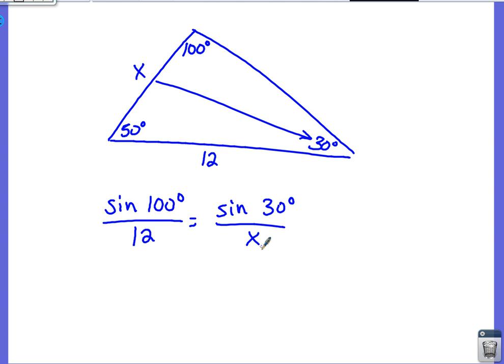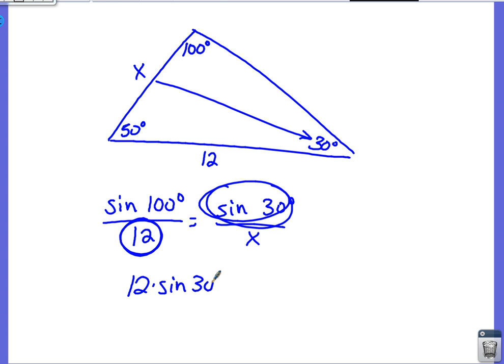In a 30-60-90 triangle, the ratio of opposite to hypotenuse for the 30 degree angle would be, do you remember what it was? Half. Yeah, that's a half. So let's solve this. This is a proportion. These two numbers are diagonal, so we're going to do 12 times sine of 30. We already know that's 6, because that's 12 times a half. Divide that by sine of 100, and that gives you your x.